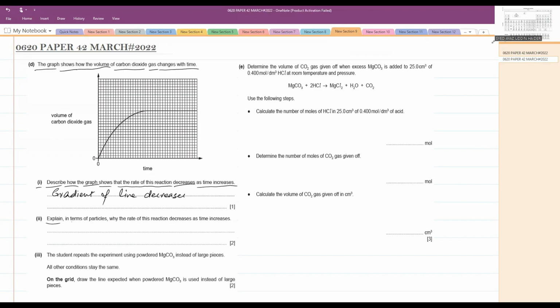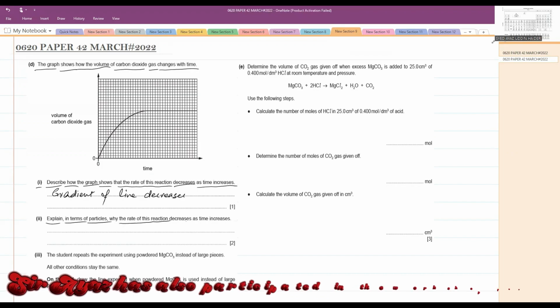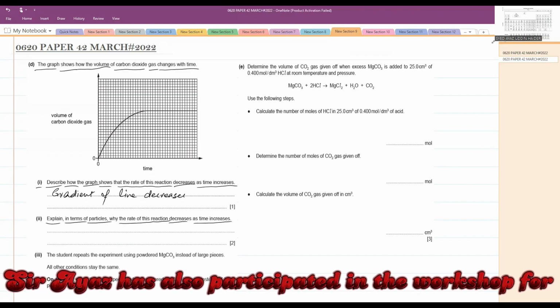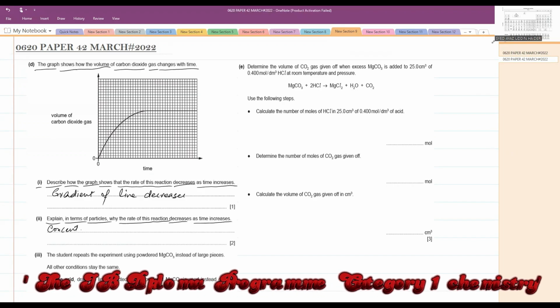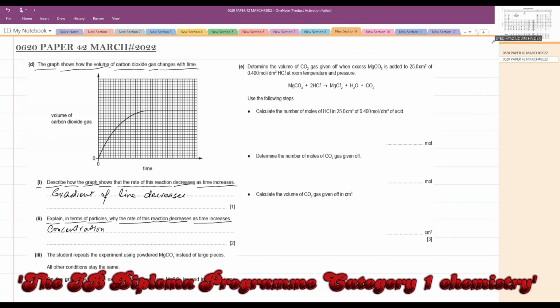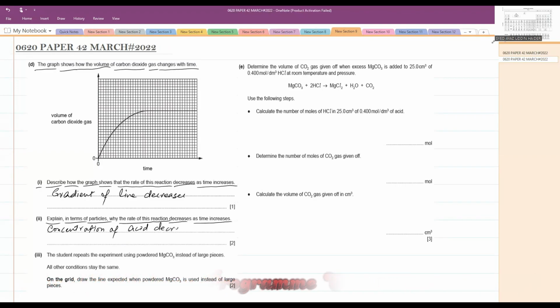Number 2, explain in terms of particles why the rate of this reaction decreases as time increases. The graph indicates that the concentration of particles of acid decreases. Concentration of acid decreases. Note here that you cannot write magnesium carbonate because it is in excess, and hydrochloric acid is obviously in limited quantity or concentration.